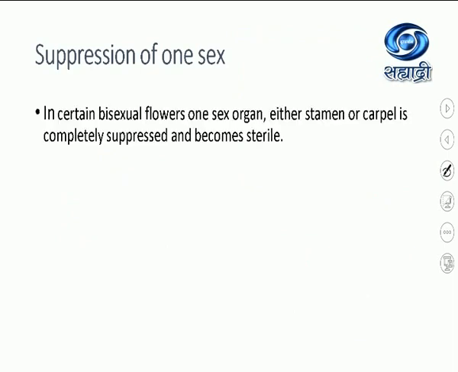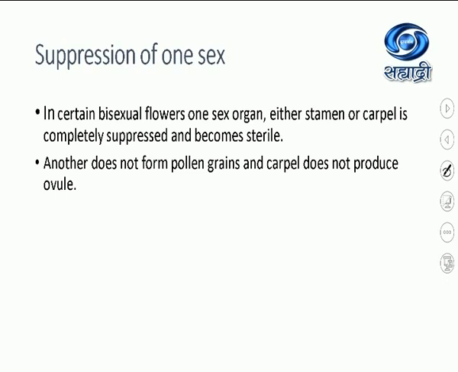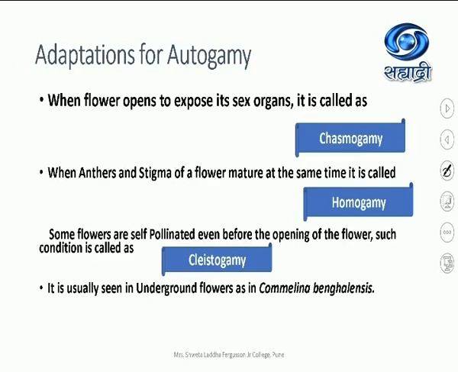The last one is suppression of one sex. In certain bisexual flowers, one sex organ, either stamen or carpel, is completely suppressed. It is sterile. Now suppose a flower is bisexual, androecium and gynoecium both are present, but one is sterile. Of course, then what will happen? Cross-pollination will take place. So suppression of one sex, sterility of one sex, will always promote cross-pollination. Either the anther does not form pollen grains, or the carpel does not produce ovules. So one is suppressed, the other is functioning. Thus, it facilitates cross-pollination.